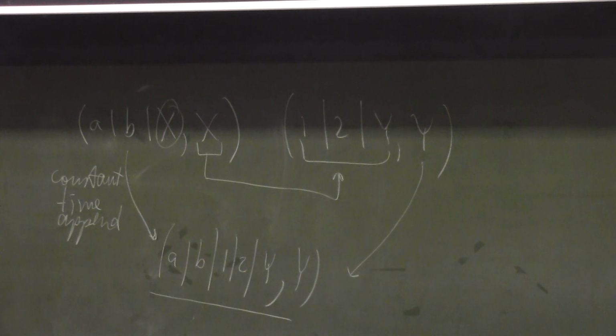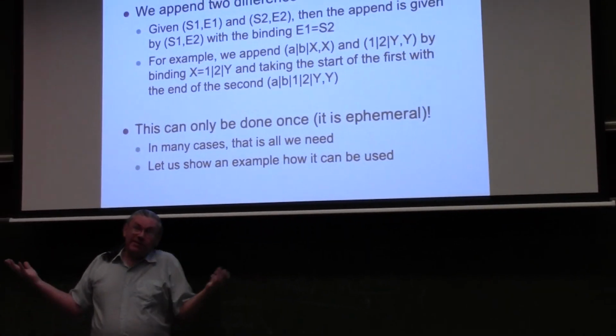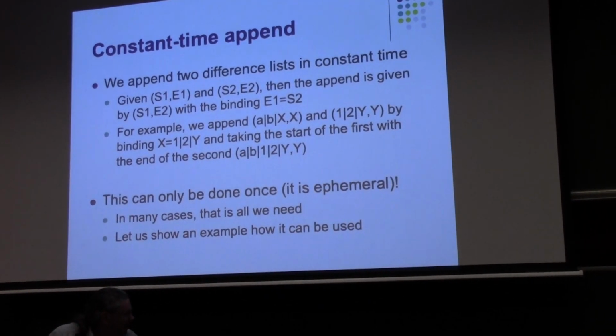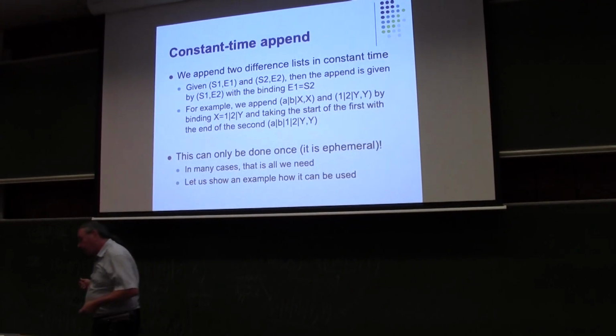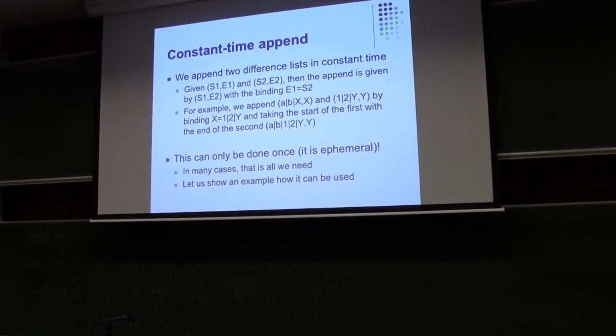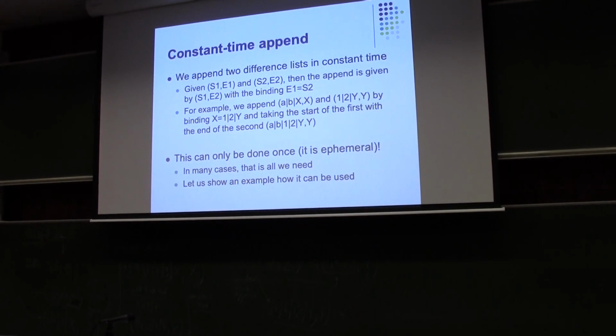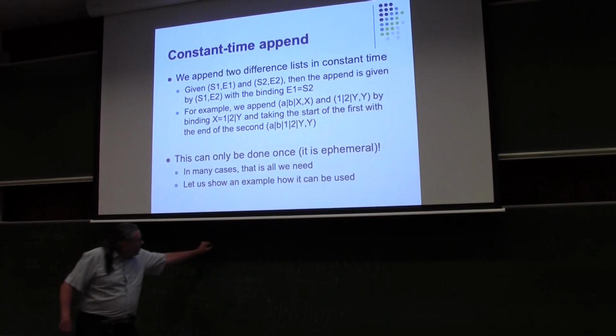Of course, it's again a limitation. You can only do it once. It's ephemeral. That means once you bind the X here, you can't bind it a second time. It's over. But that's usually good enough. When you build a big list, let's say I'm building a list by bringing lots of small lists together, that's very common. Then it's okay. So in most cases, it's fine.